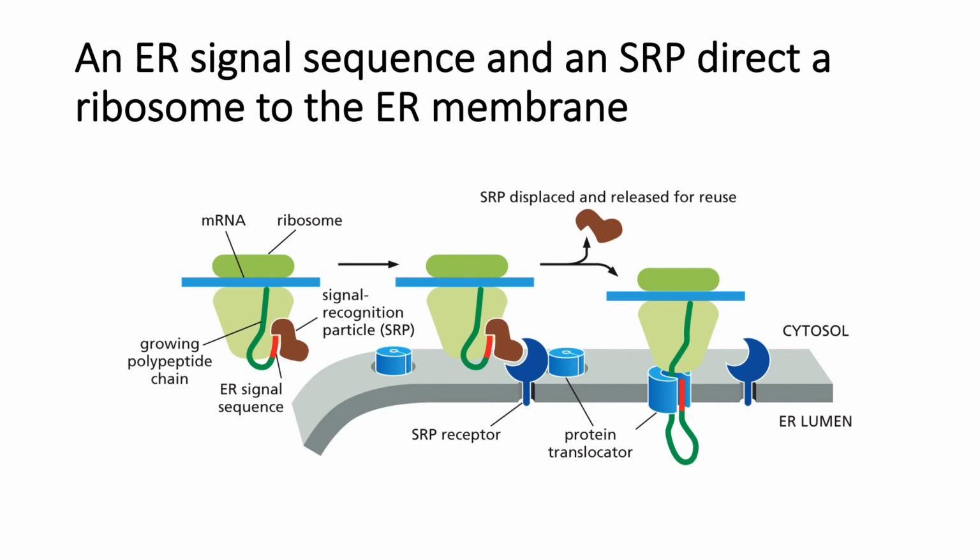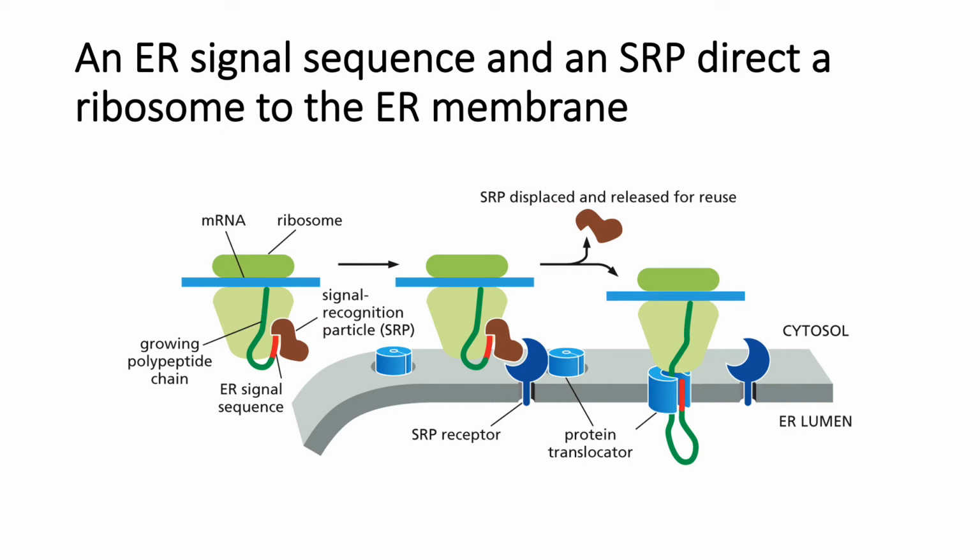So here we see some of the steps more at the molecular level. If we look on the left-hand side, we see a ribosome translating a messenger RNA. It's making a protein. It's the growing peptide chain, and the ER signal sequence is shown in red.